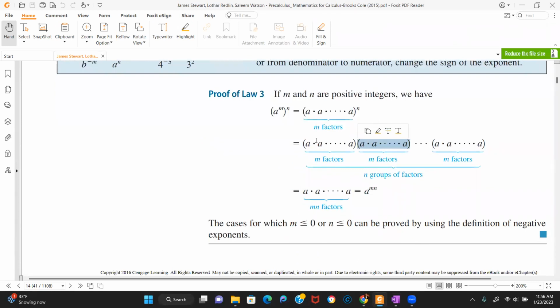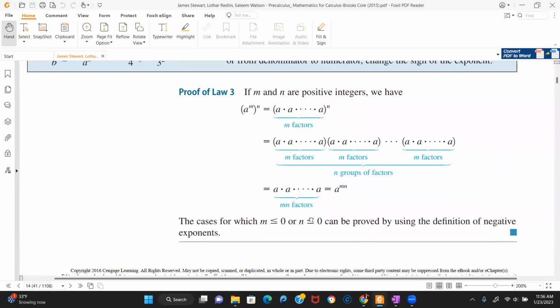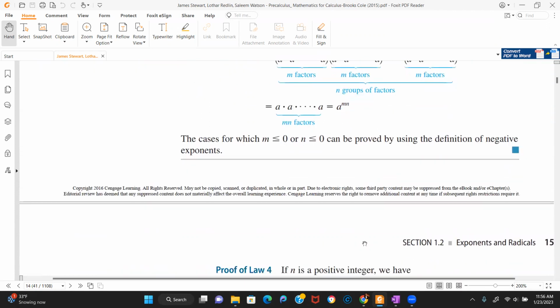So if you have a block of m a's and you have n of those blocks, then you have n times m of those a's. So by definition, that's going to be a to the m times n. And then as I said, you have these other cases where maybe they're both negative. You can just use the definition of negative exponents. Basically, everything will be flipped into 1 over these blocks.